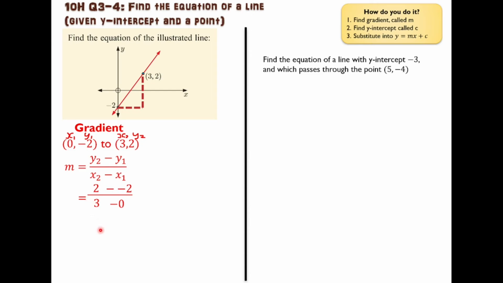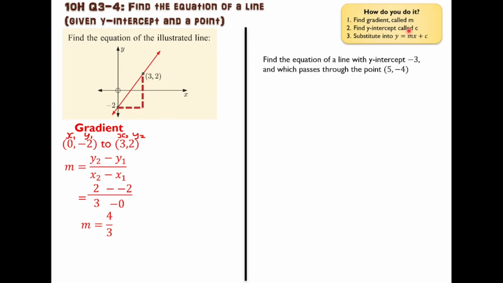Now we can simplify this fraction. On the numerator, I've got 2 minus -2. 2 negatives next to each other make a positive. And 2 plus 2 is 4. So the top is 4, the bottom, 3 take 0, is 3. So that's the gradient, and I can't simplify that fraction anymore. Let's do step 2 now.